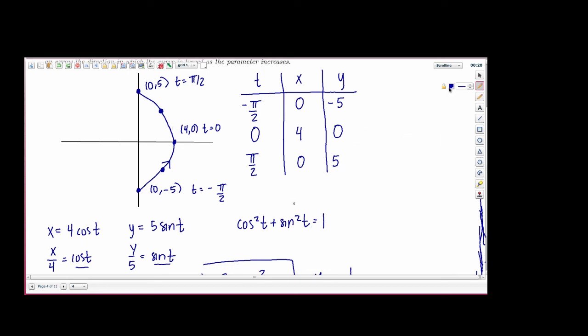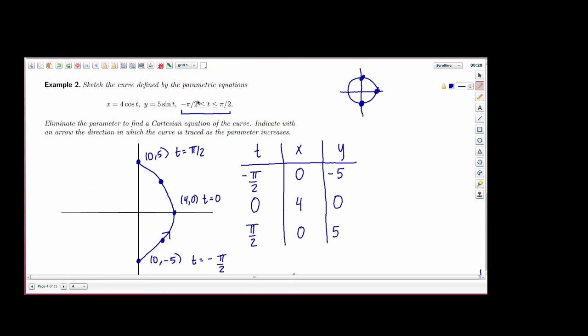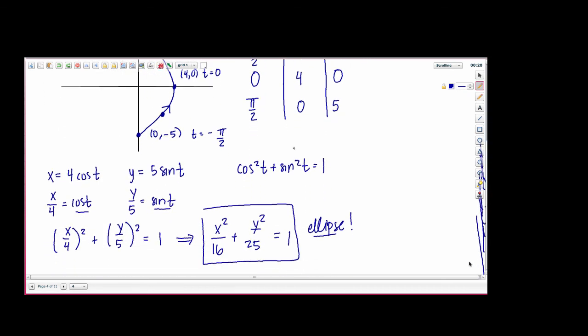But what is important to notice is that with the Cartesian equation, we just got the full equation x squared over 16 plus y squared over 25 is 1. With the parametric form, the bounds were what told us that we're only getting the right half of the ellipse. And again, the bounds give us the direction that the curve is traced. So the parametric form gives us a little bit more information than what we get when we eliminate the parameter to get the Cartesian equation.